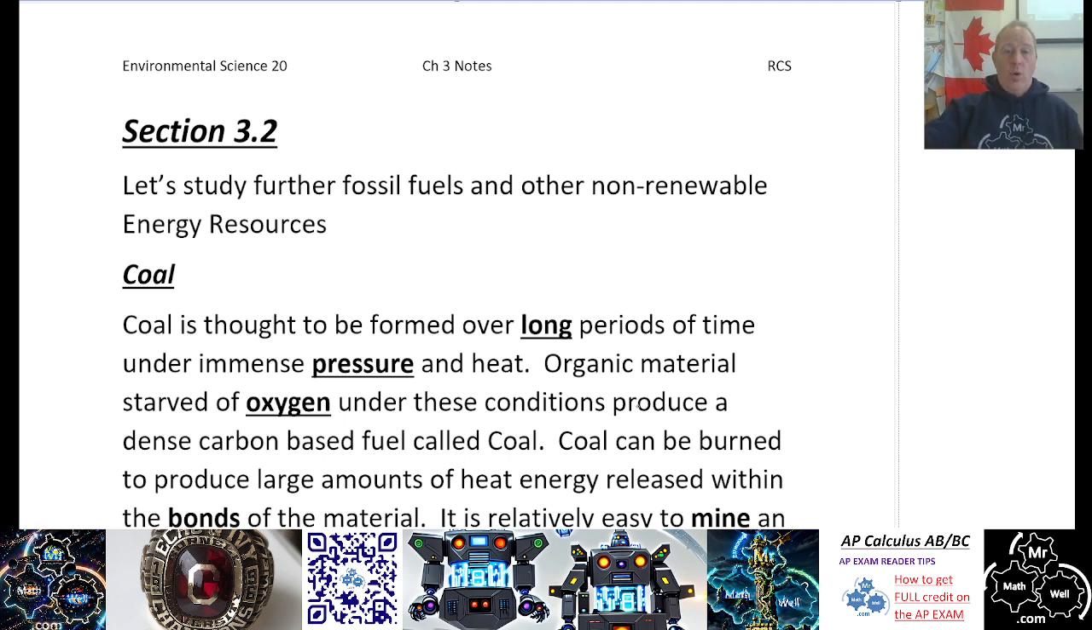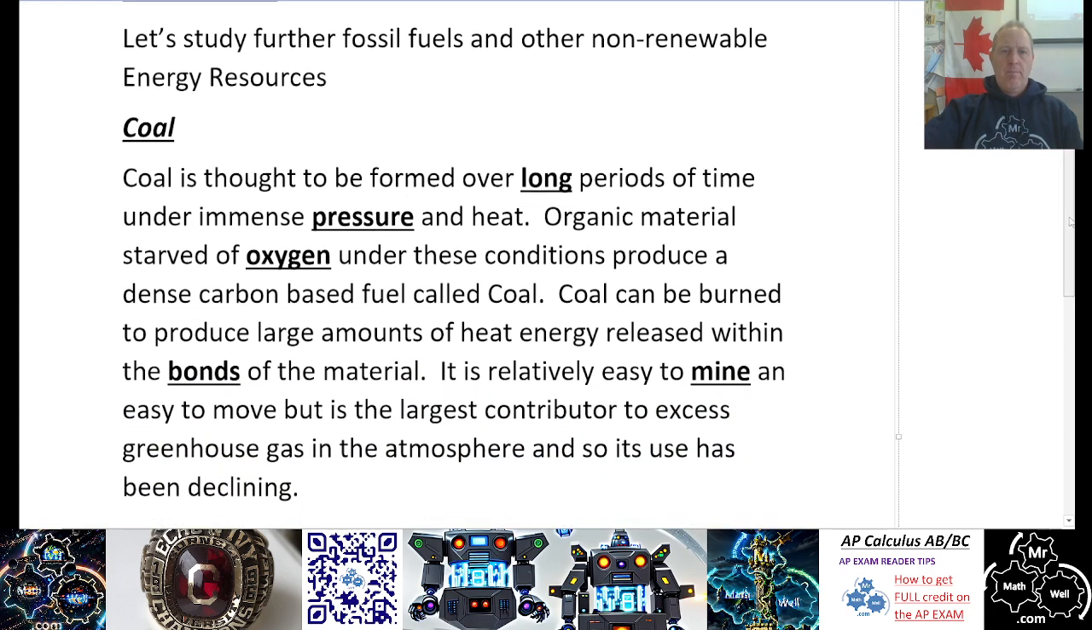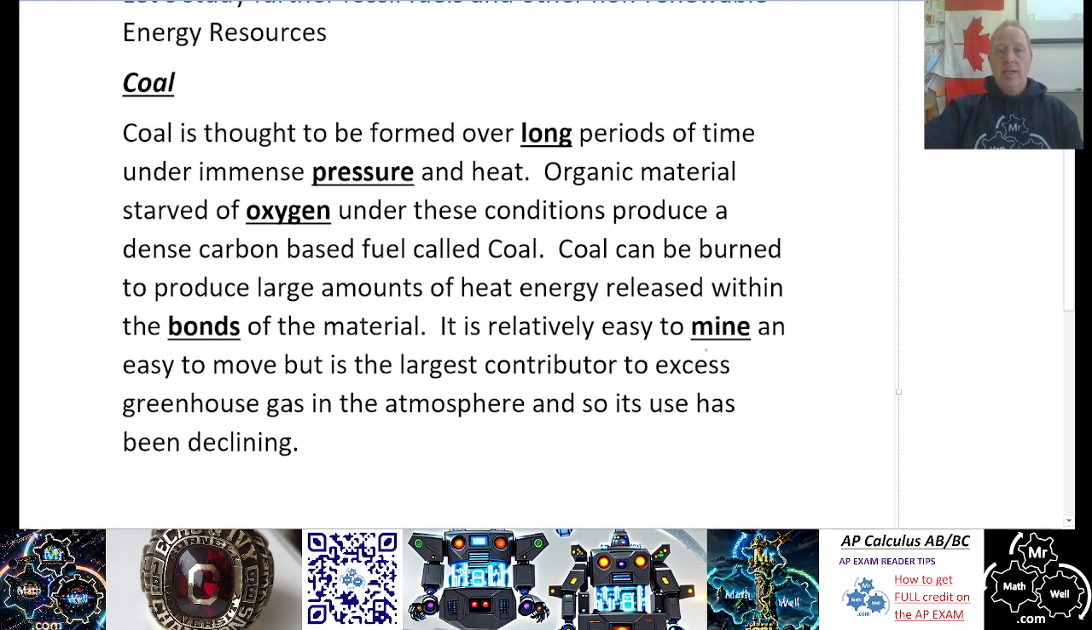So you get coal, a dark black, hard, rocky sort of substance that can be burned and releases a large amount of energy because of the bonds in the material, and carbon bonds are pretty strong. It's relatively easy to mine. It's underground, relatively easy to get to and to bring up. It's easy to move, by trucks or trains or boats. But it's the largest contributor to excess greenhouse gases in the atmosphere, and so its use has been declining.